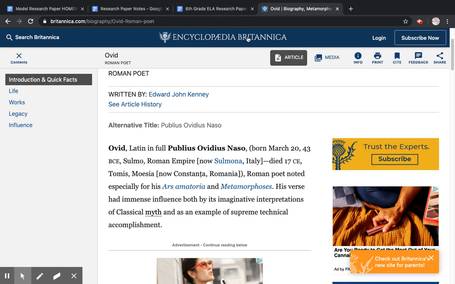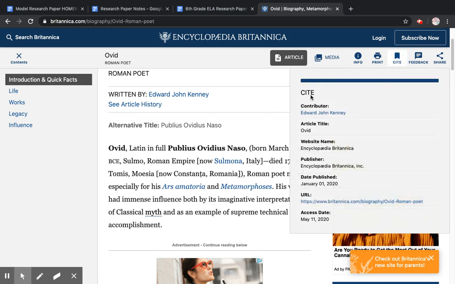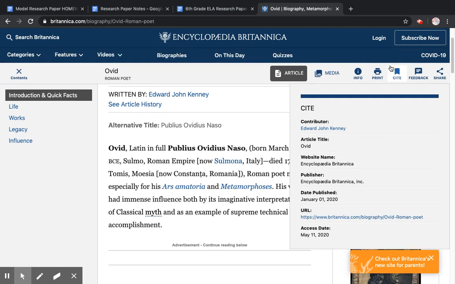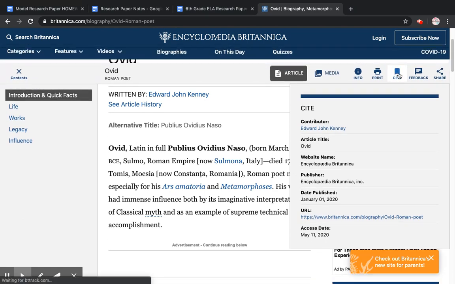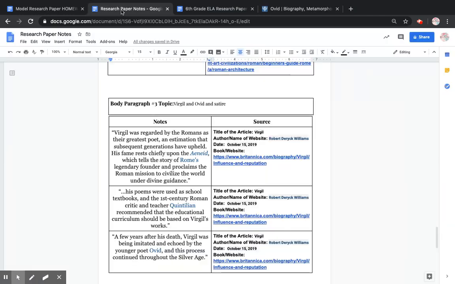Now, with Encyclopedia Britannica, what's so awesome about this site is that it has this cite function. You can click on this and it will give you everything. When it says contributor, that's author. So the author for this one was Edward John Kennedy. The article title was Ovid. The date it was published was January 1st, 2020. And then our website was right here. You do not have to write the access date. I just want to see that date published. It did that on both of my sites, so I could look at this and copy it into here.